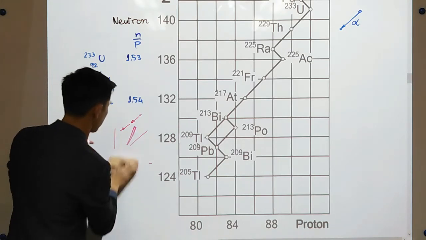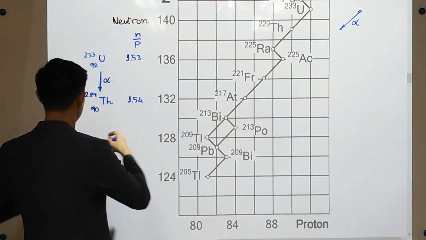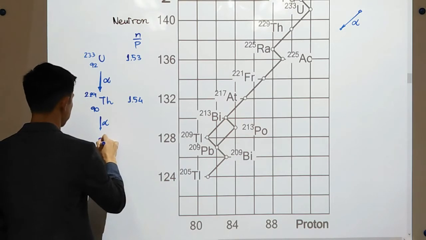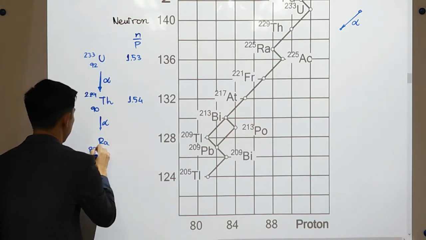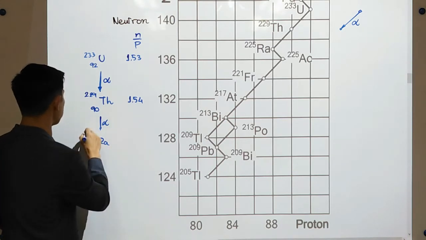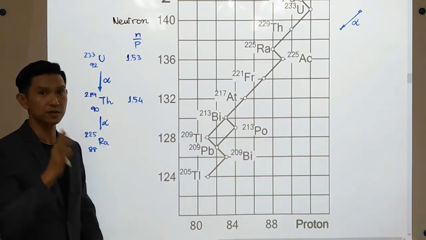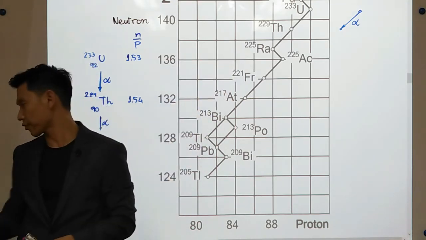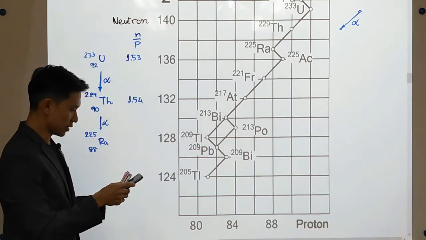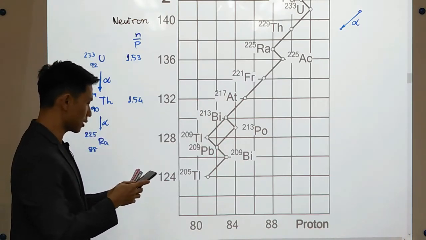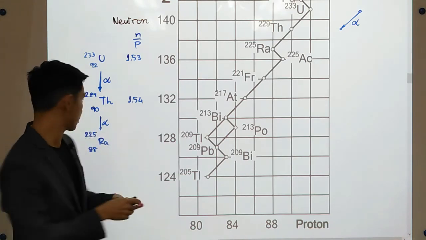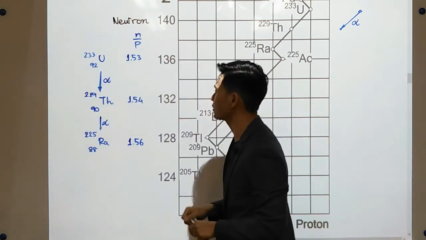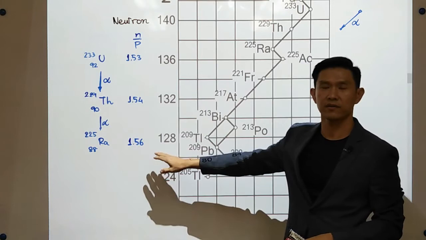To make it clearer, release another alpha particle. You transform thorium to radium because you lost 2 protons and the number of protons will be 88, and 88 is radium, and the mass number is 225 because you lost 4 units of mass. And for the radium here, it is 137 divided by 88. You end up at 156. As you can see, the N to P ratio is even higher, right?